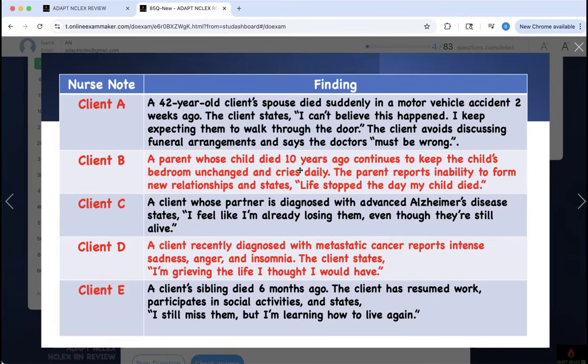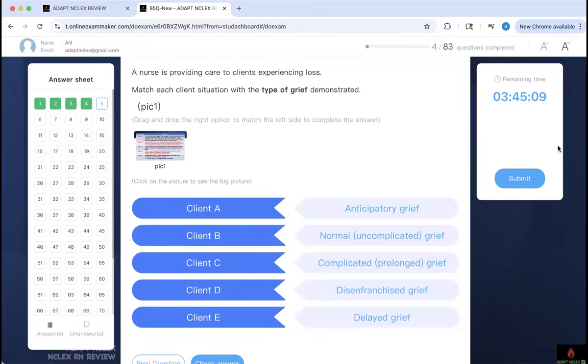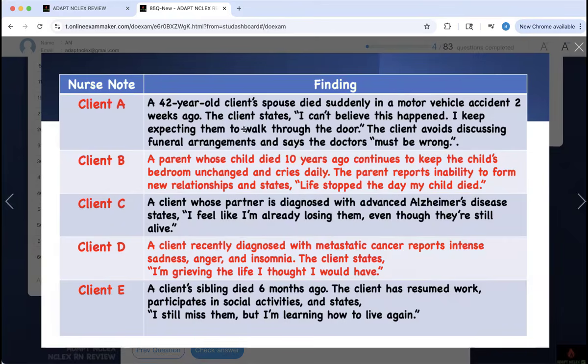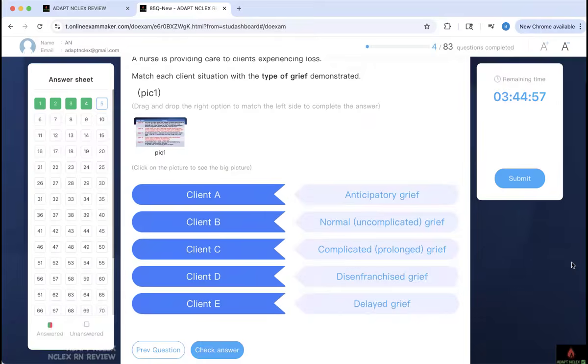A client's sibling died 6 months ago. The client has resumed work. Pay attention. Participates in social activities and states, I still miss them, but I'm learning how to live again. What do you think? These are 6 patients. You have to know the types of grief. Put it together. Write this note down. But I want you to try and select your answer. Look at it again based on the story and pick an answer.